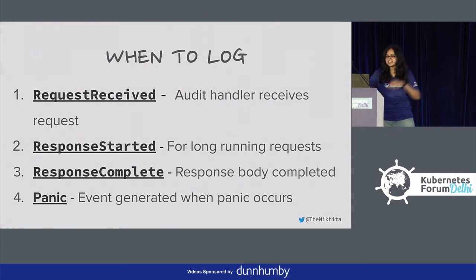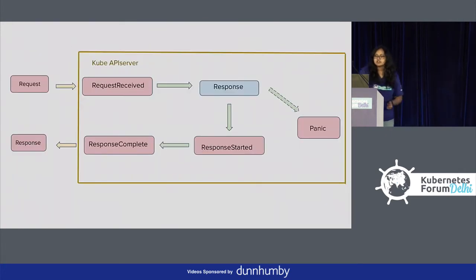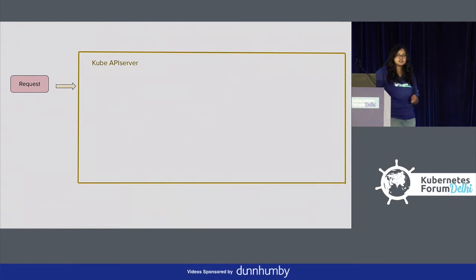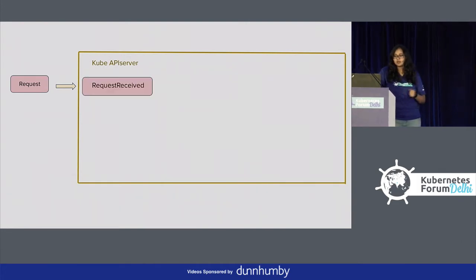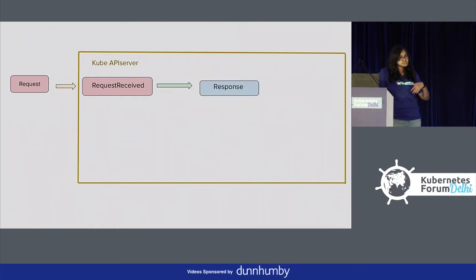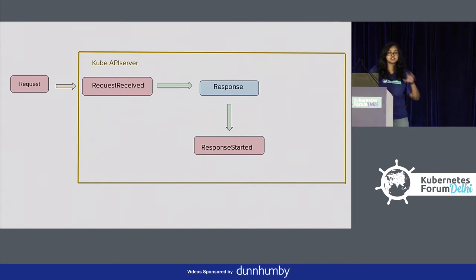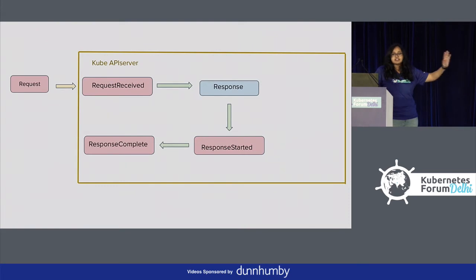Now this might be a lot to take in. Let's make this easy and let's visualize it. So you have your API server and the request. Once the request is received into the API server, you get the request received stage. Then the response is generated. If there's a panic in this process, you get the panic stage. If there's no panic and it's a long-running request, the response headers are sent out, like watch maybe, and then the response body is sent out, so the response is complete, and then you finally have the response.